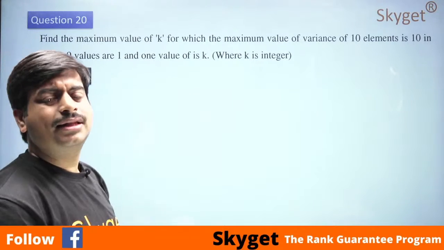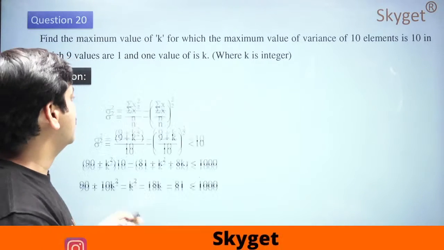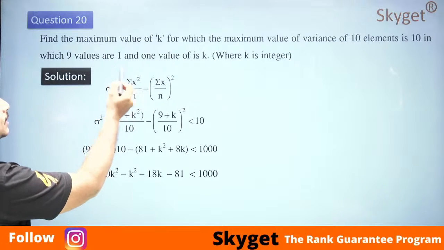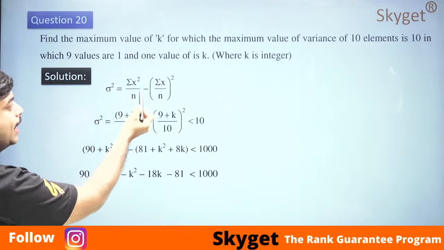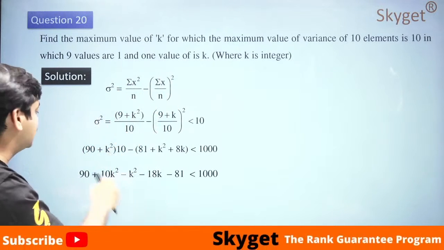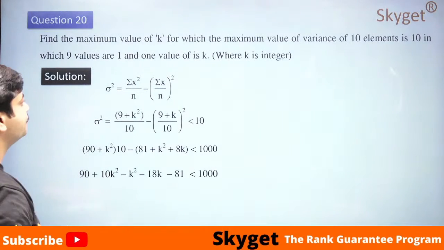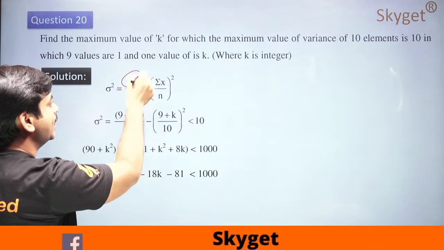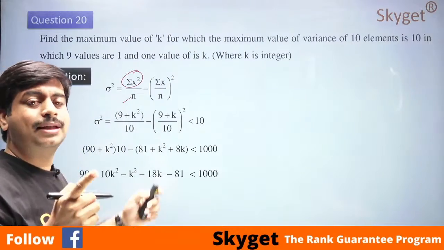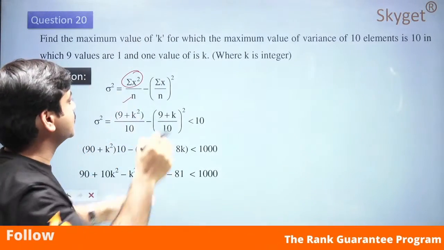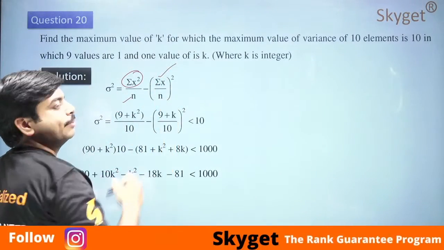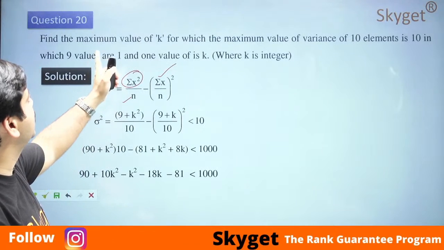If you observe, it is based on the sum of all the squares, right? Variance will be the sum of all squares by n minus the mean square, that is, sigma x square by n minus (sigma x by n) whole square. The mean of the sum of the squares minus the square of the mean. Okay, so what was given here?